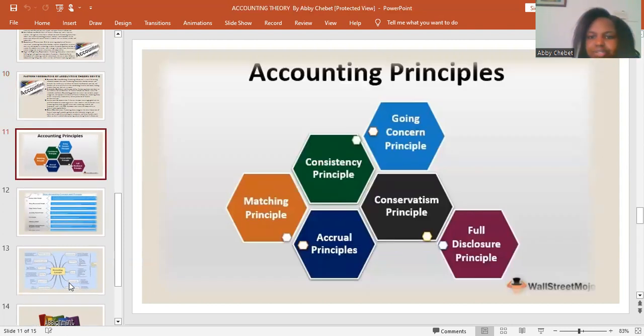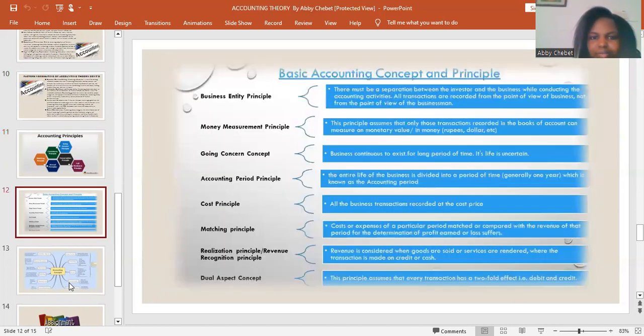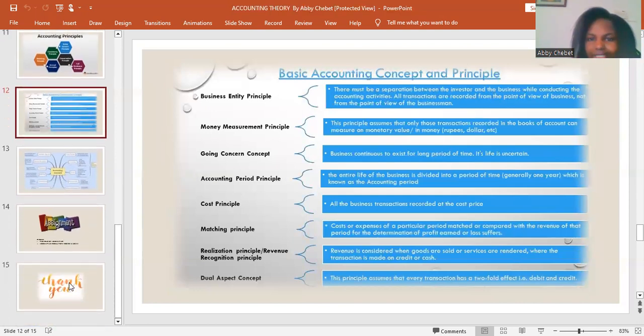We also have accounting principles: matching principle, as you all can see, consistency principle. Someone can help us read another one. Going concern principle. Next, we have conservative principle, accrual principle, and also full disclosure principle. So we're going to be looking at each of them one by one.